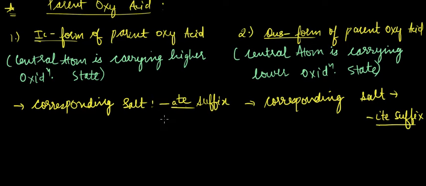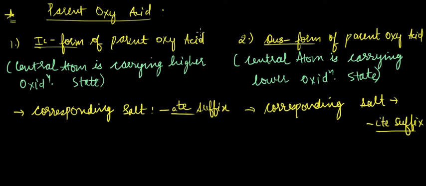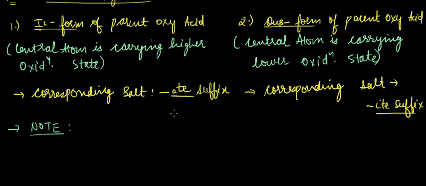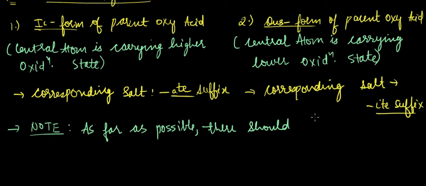Okay, so with this we see what a parent oxy acid is. Next, notice that as far as possible there should be symmetry in the structure of a compound. Whenever you draw any structure of inorganic compound, there should be symmetry in the structure of the compound.